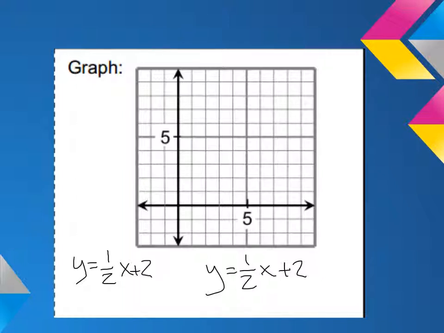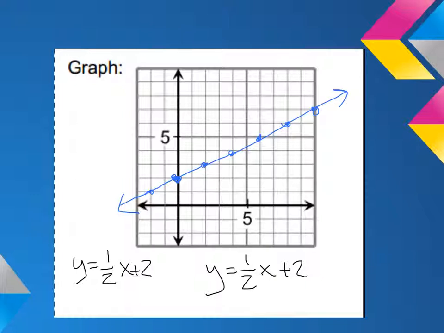We're going to start at positive 2 with a slope of 1/2. We're going to rise 1 and run 2. There's our first point. Rise 1, run 2. Both of these are positive, so we're going in the positive direction. Or we could go down 1, left 2. Drawing a line through these points, there is the first equation graphed on the coordinate plane.